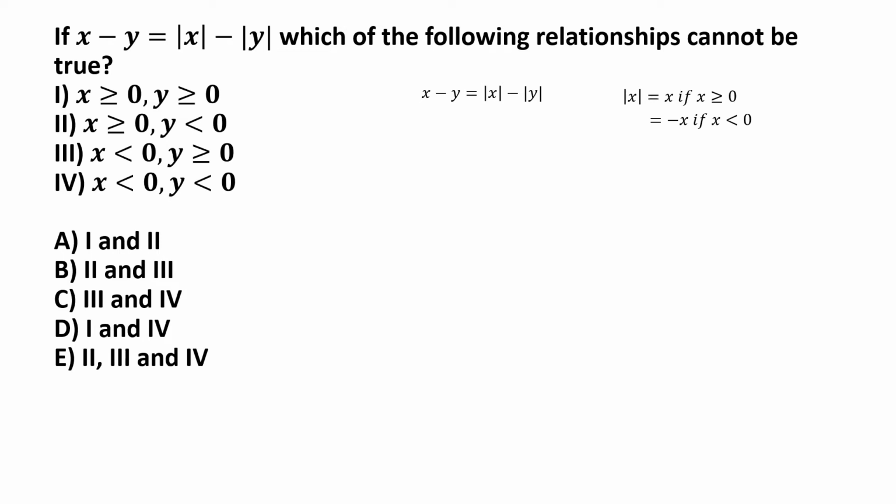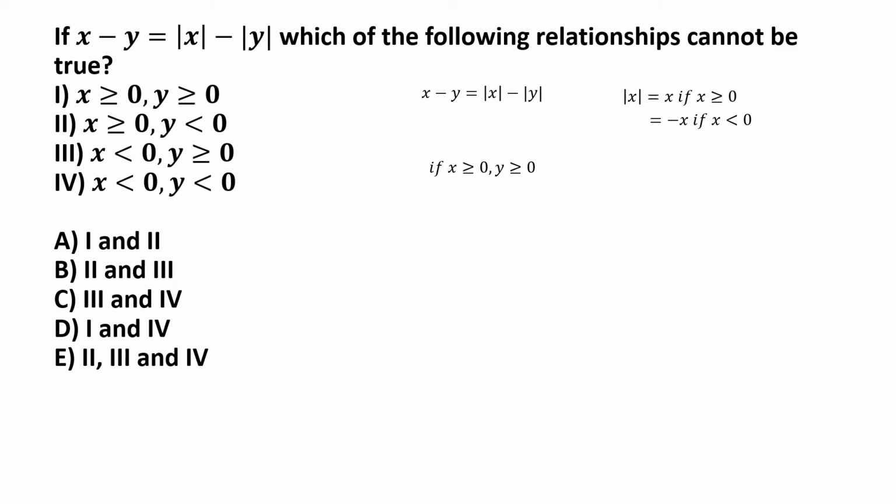So keeping this relationship in mind, we have to basically go through each of these 4 domains that are listed from 1 through 4 and see what this given relationship looks like for each of those different domains. So we start with this one, x greater than or equal to 0, y greater than or equal to 0. So that's the first domain given in option 1.